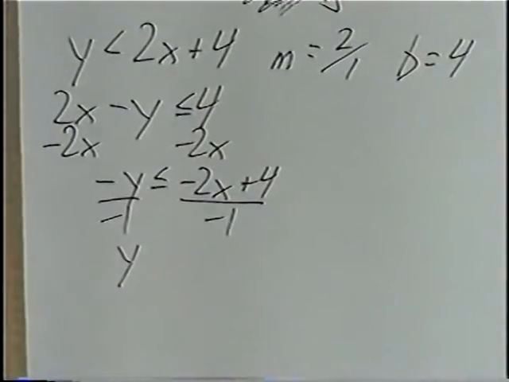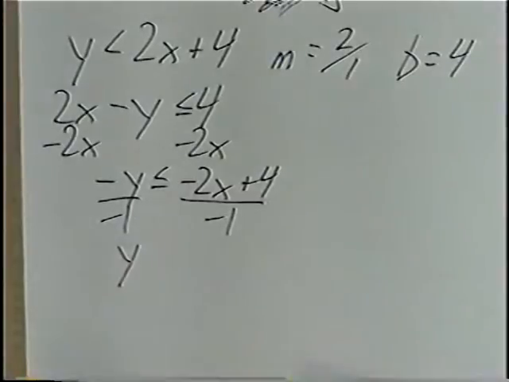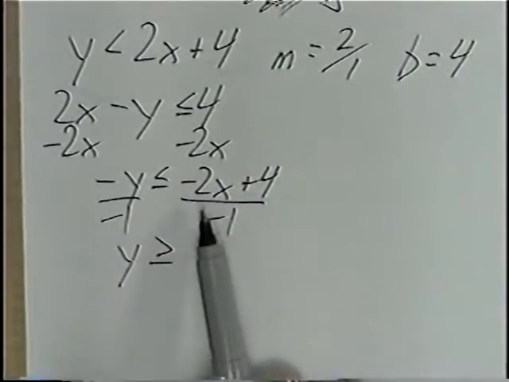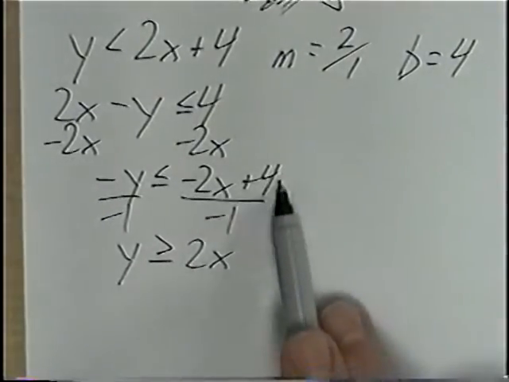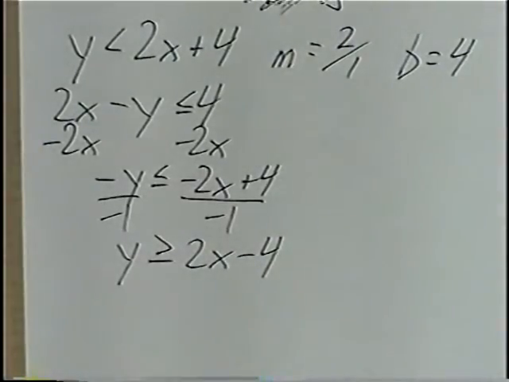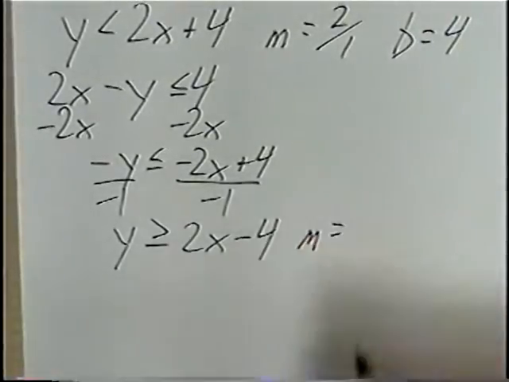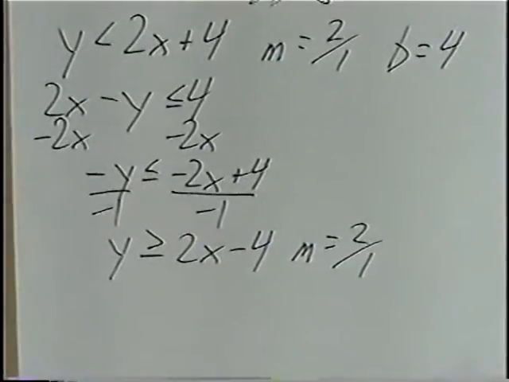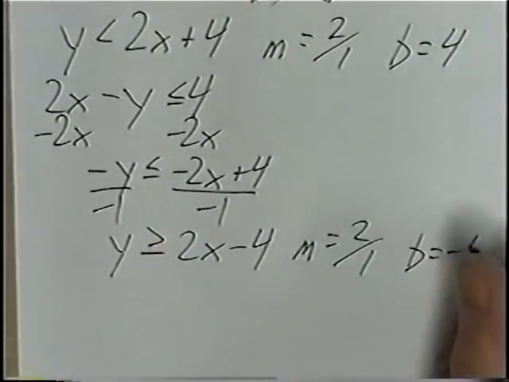Keep in mind for inequalities, if you divide by any negative number, the inequality will flip. Less than or equal to will become greater than or equal to. Negative 2 divided by negative 1 would be a positive 2x, and 4 divided by negative 1 would be a minus 4. The slope, m, the number in front of x, would be 2 or 2 over 1, and the y-intercept, b, would be negative 4.